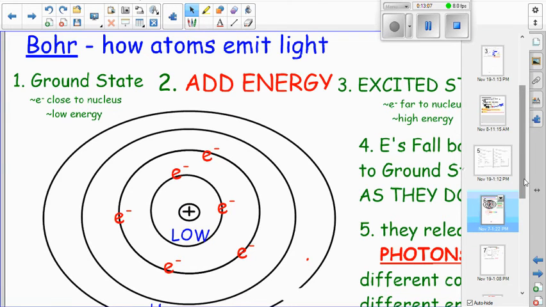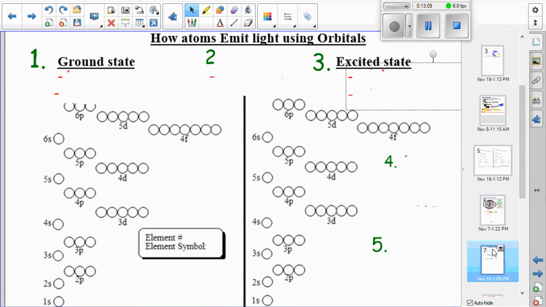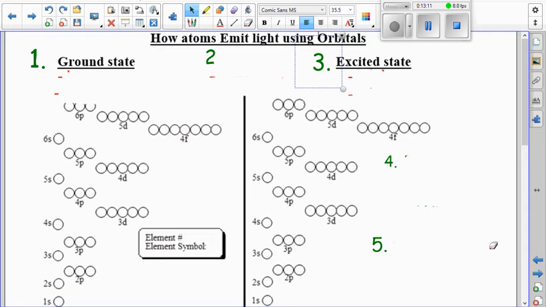Now let's talk about ground state and excited state orbitals. Now think about this. So Aufbau's principle, if we're actually looking at the notes at this point, we have that little box that says Aufbau's principle. Electrons start at the lowest energy level and fill up from there.